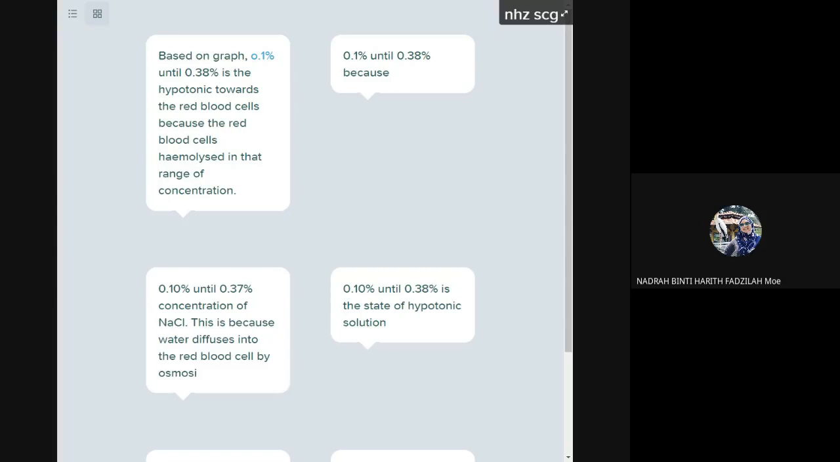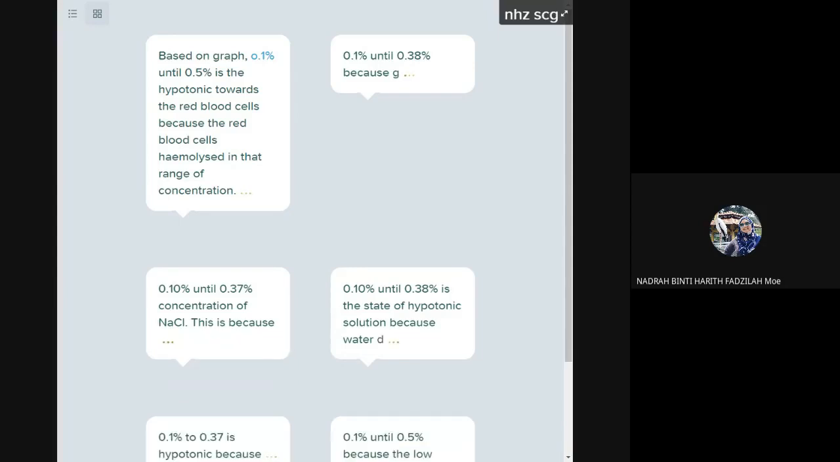Okay. If you look at the graph, saya setuju dengan kamu bila kamu sebut, all of you have a very good observation. Your starting point is correct. I agree with you. 0.1%. So 0.1%, 100% hemolyze kan. So selagi ada red blood cell hemolyze, lagi itulah the solution is hypotonic. Okay, the solution is hypotonic towards the red blood cell.